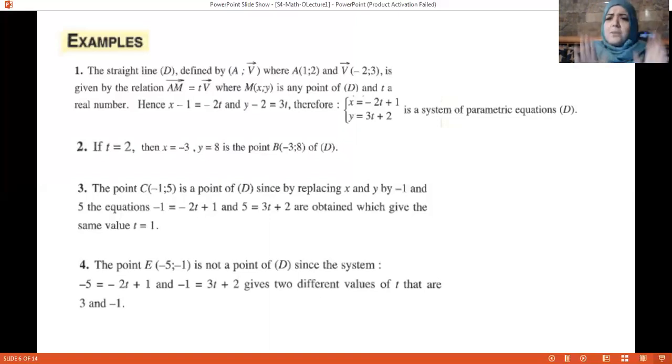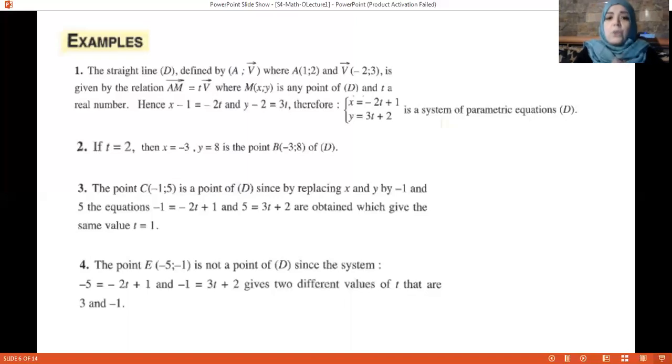Okay, so let us summarize what we said till now. In order to find the parametric equation of a straight line, you should have at least a point that passes through the straight line and a directing vector. I create a point M with unknown coordinates, and I say that AM, this vector that belongs to the straight line, is equal to tV, which is the directing vector, and I create x alone, y alone, so I will get a system of parametric equations.